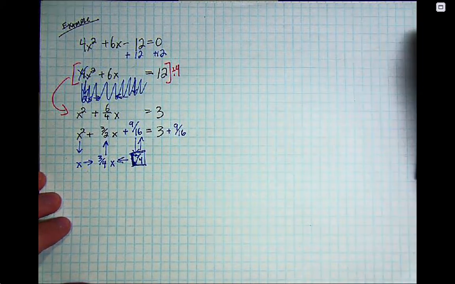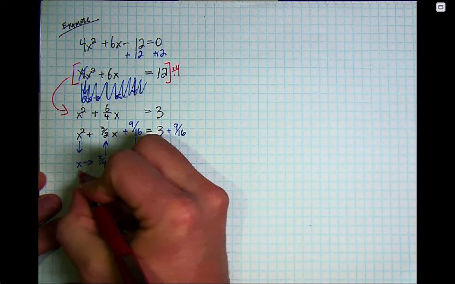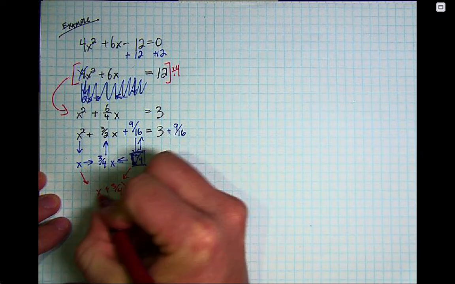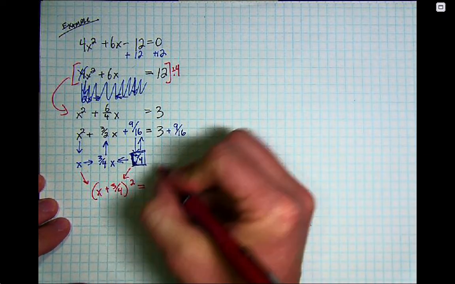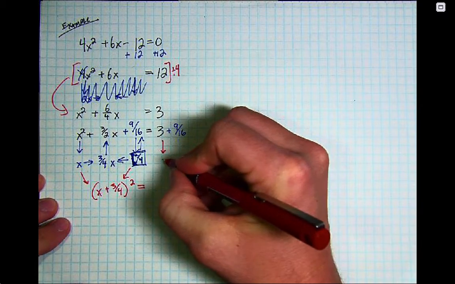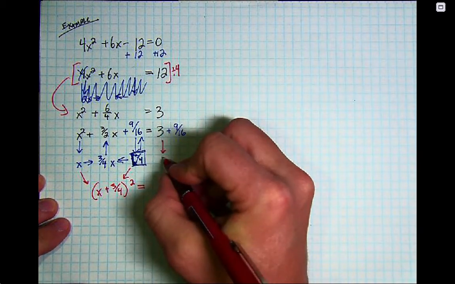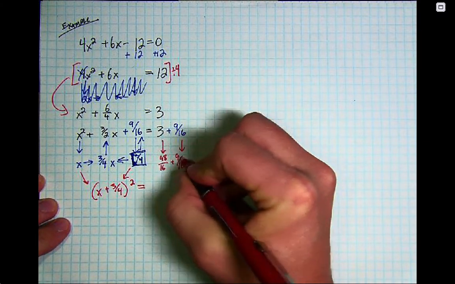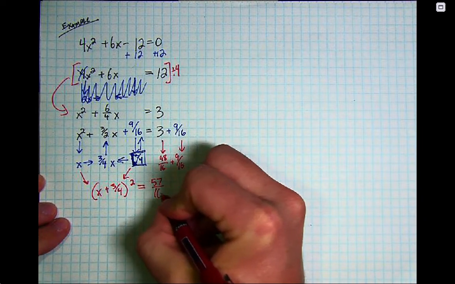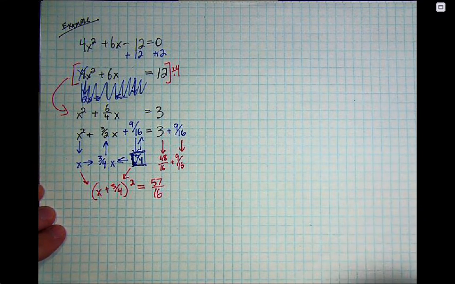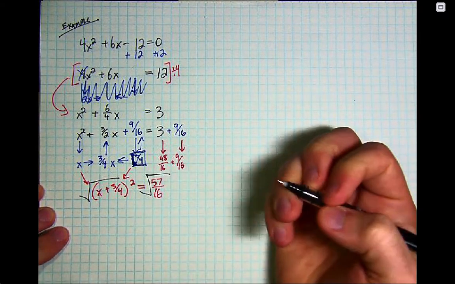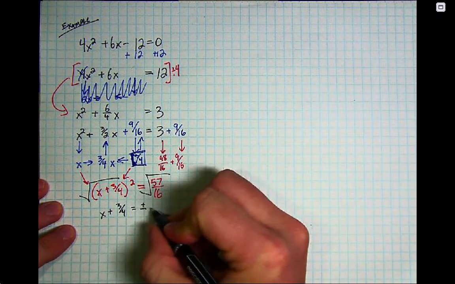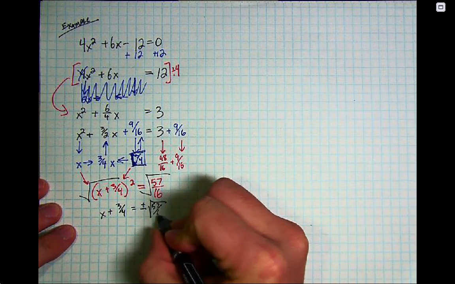Okay, if I add 9/16 here, I've got to add 9/16 here. And then my next step will be, I've got x and 3/4, that squared, because now I have completed the square, equals, what's this going to be? 3 in terms of 16ths is 48/16 plus 9/16 is 57/16. That's going to be fun. On our next step, when we square root both sides, I'm going to basically have x plus 3/4 equals plus or minus the square root of 57/16.